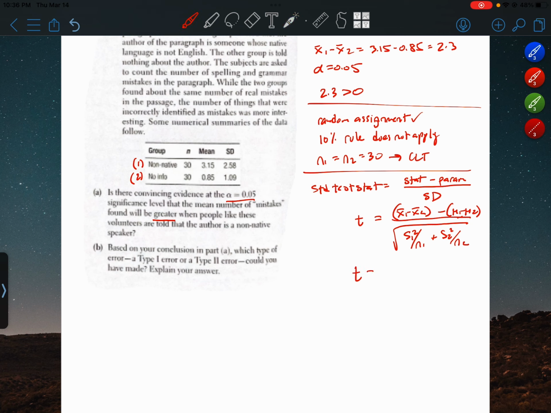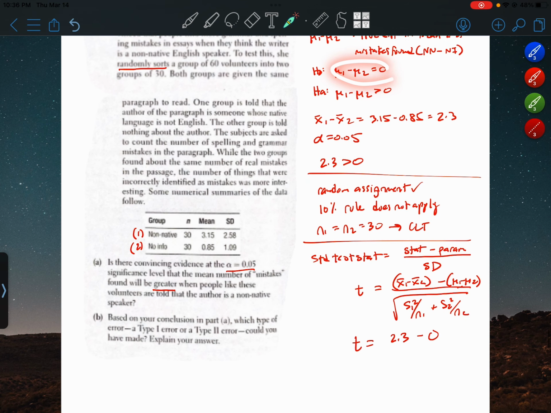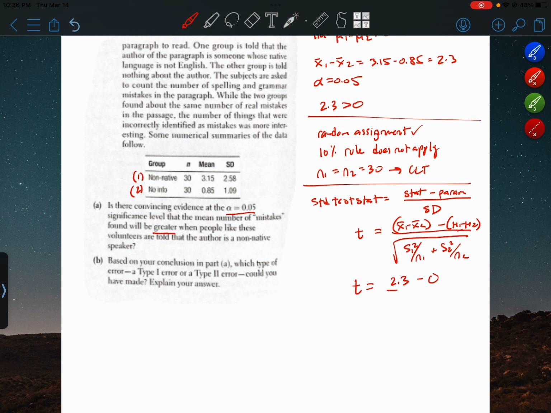The statistic was 2.3. The parameter is 0. Remember, our null hypothesis is a claim that the value of mu1 minus mu2 is 0. Next we'll do the square root of 2.58 squared over 30 plus 1.09 squared over 30. I actually calculated this already. It's about 4.5. So that's our test statistic.